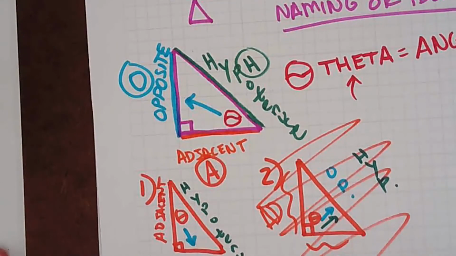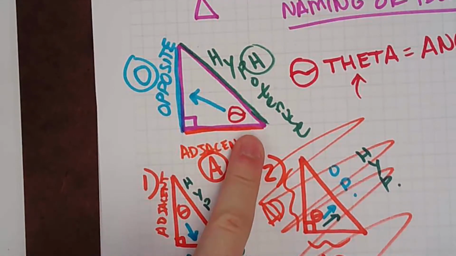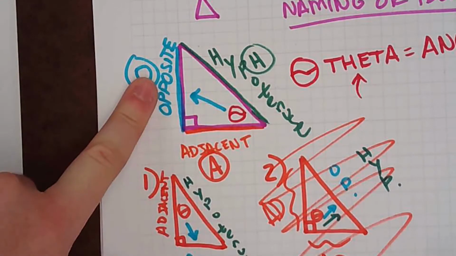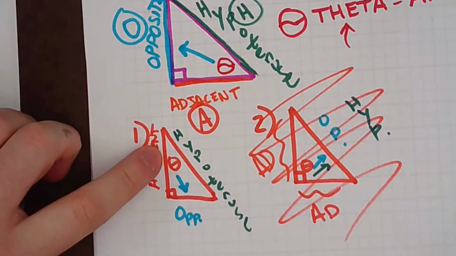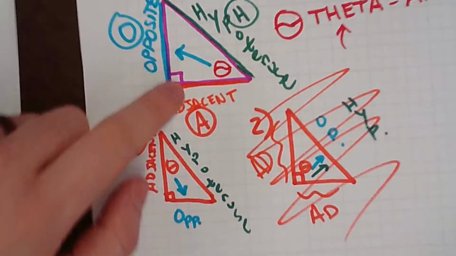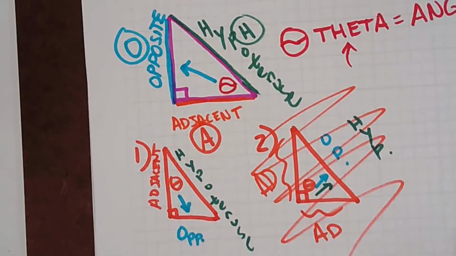Here are our two options. We've got theta in the bottom right with opposite in the top left, and we've got theta up top with opposite in the bottom. Really our two options. That's it. So now that we know that, we're going to do some cool things, okay?